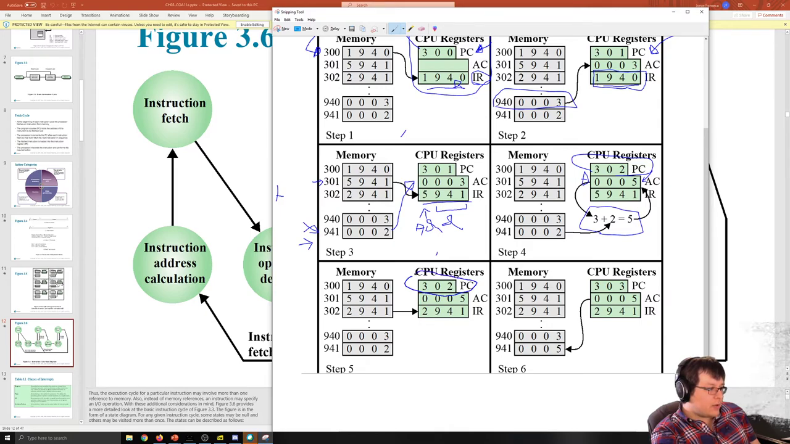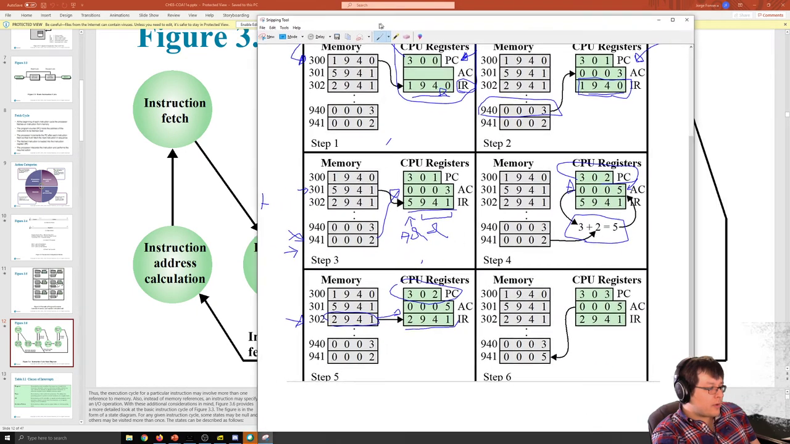So we're gonna go ahead and do the instruction address calculation, which tells us that we go to 302, because again, there's no shifting here or whatever, but there might be. And then from there, we're gonna fetch that instruction. So we're gonna fetch 2941 and put it into the instruction register, as you see here. From there, we are gonna go ahead and do the instruction operator decoding.